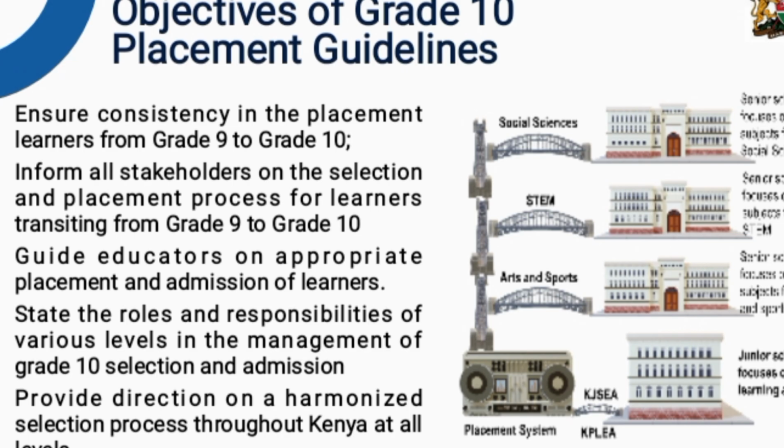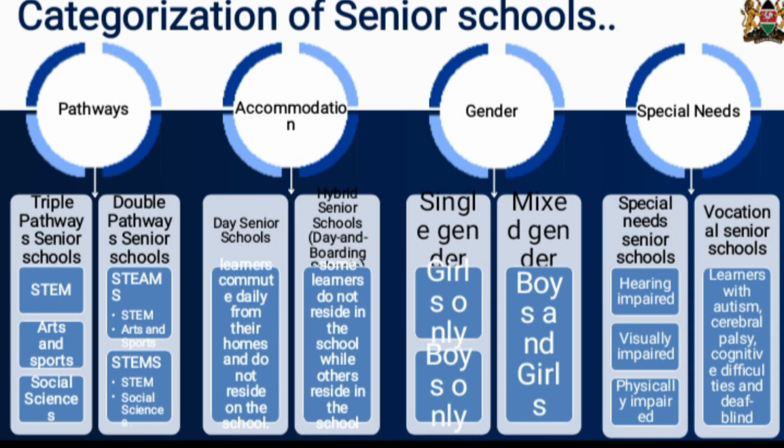Let's talk about pathways. Now, the schools under pathways, we have the triple pathway senior schools and double pathway senior schools. So, under triple pathway senior schools, we have STEM, we have art and sports, and we have social sciences. So, these are schools that will be offering all the three pathways. That's the word triple. They offer all the three pathways.